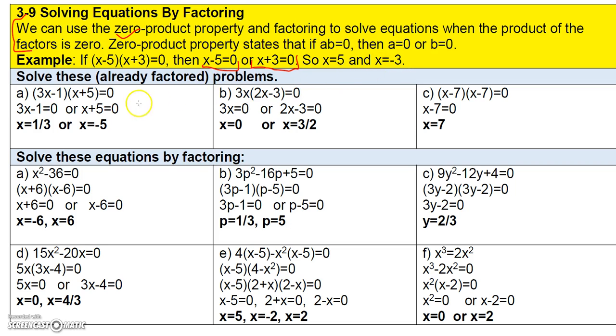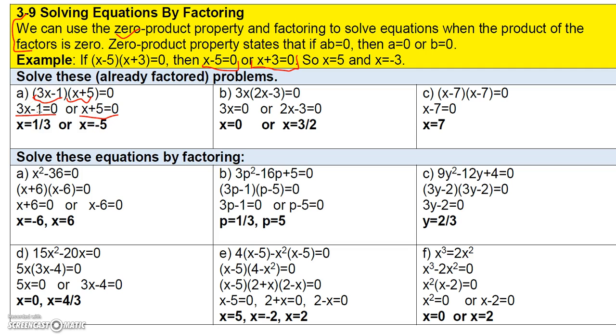So I'm going to start you out on 3 problems that are already factored for you, and then we'll do some where you have to actually factor. So here I have the product of 3x minus 1 times x plus 5. Now there I've got that product equal to 0. So what I have to do is set each factor equal to 0. So I set 3x minus 1 equal to 0. I set x plus 5 equal to 0. And then I solve these.